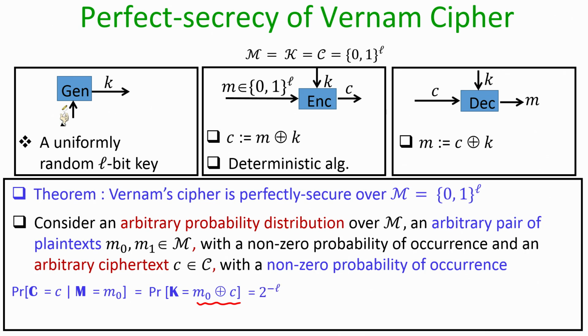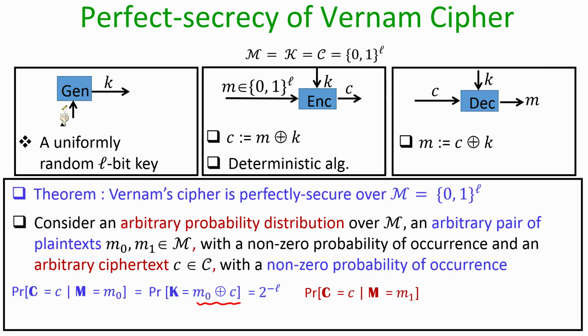Well, it is 1 over 2 power L, because as per the syntax of our key generation algorithm, the key generation algorithm is going to output a uniformly random key. So, the probability that the uniformly random key which is obtained by the key generation algorithm indeed satisfies the value XOR of M0 and little c is 1 over 2 power L.